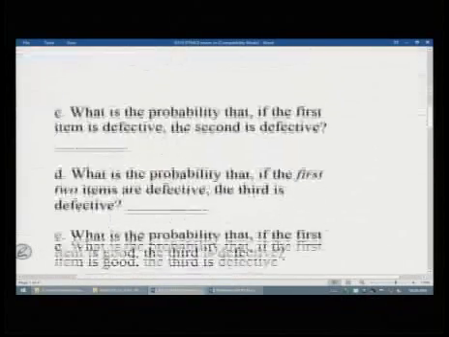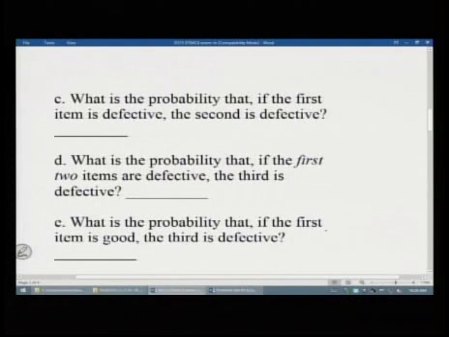Okay, then what about this? What is the probability that if the first item is defective, the second item is also defective? So we need to look at this, which is 85%.